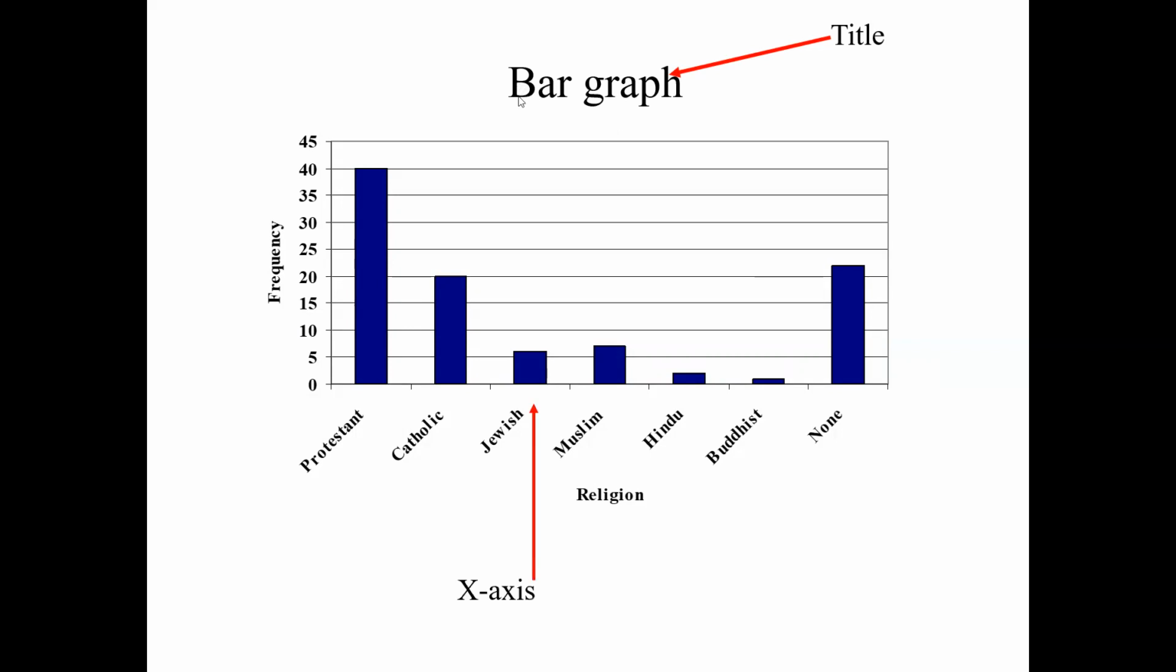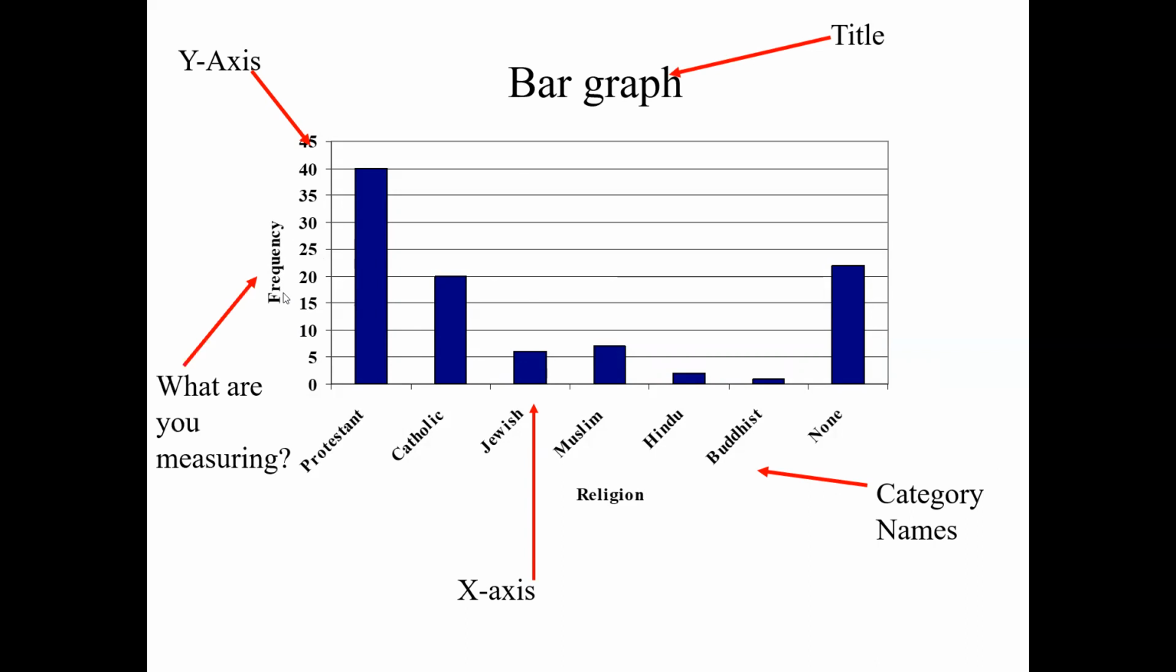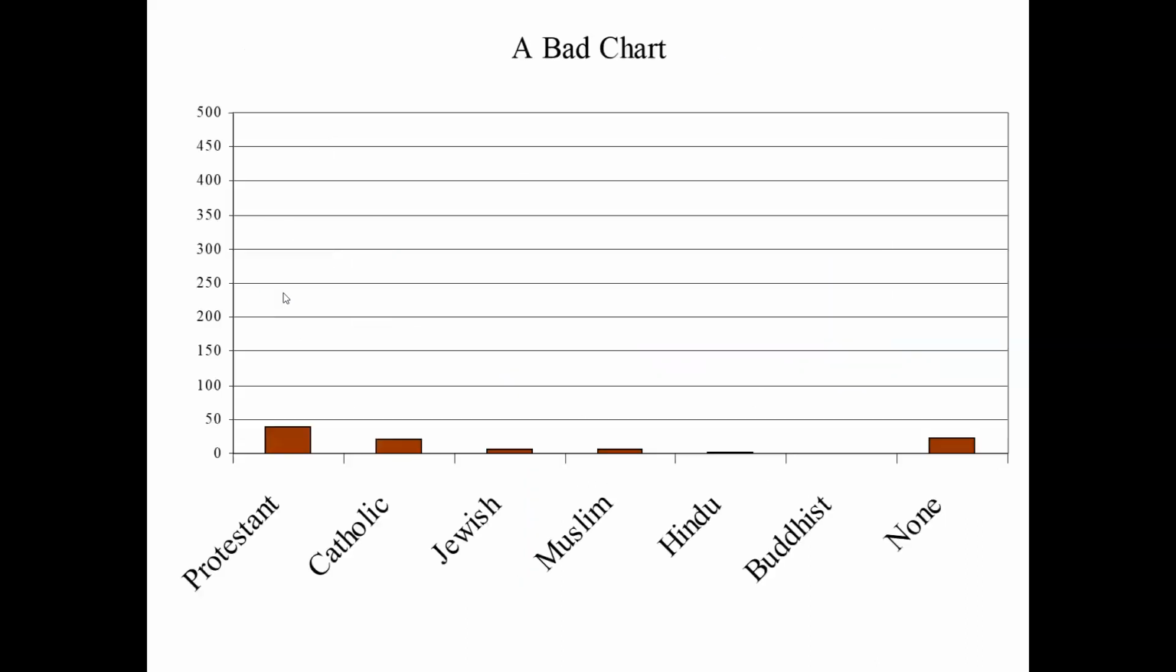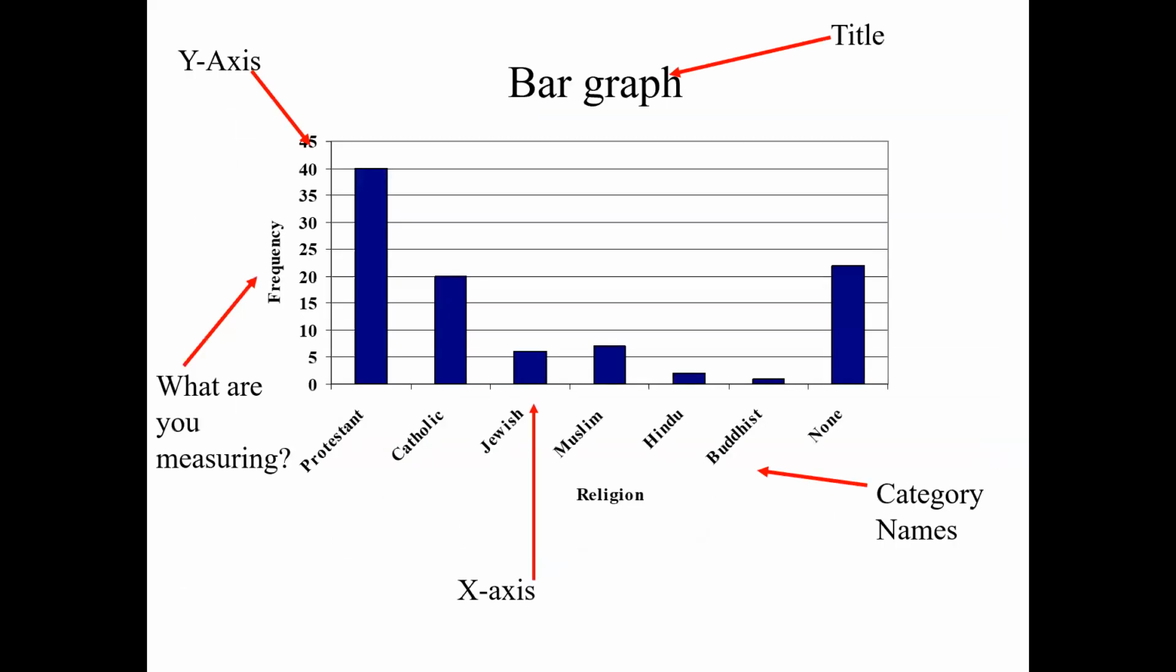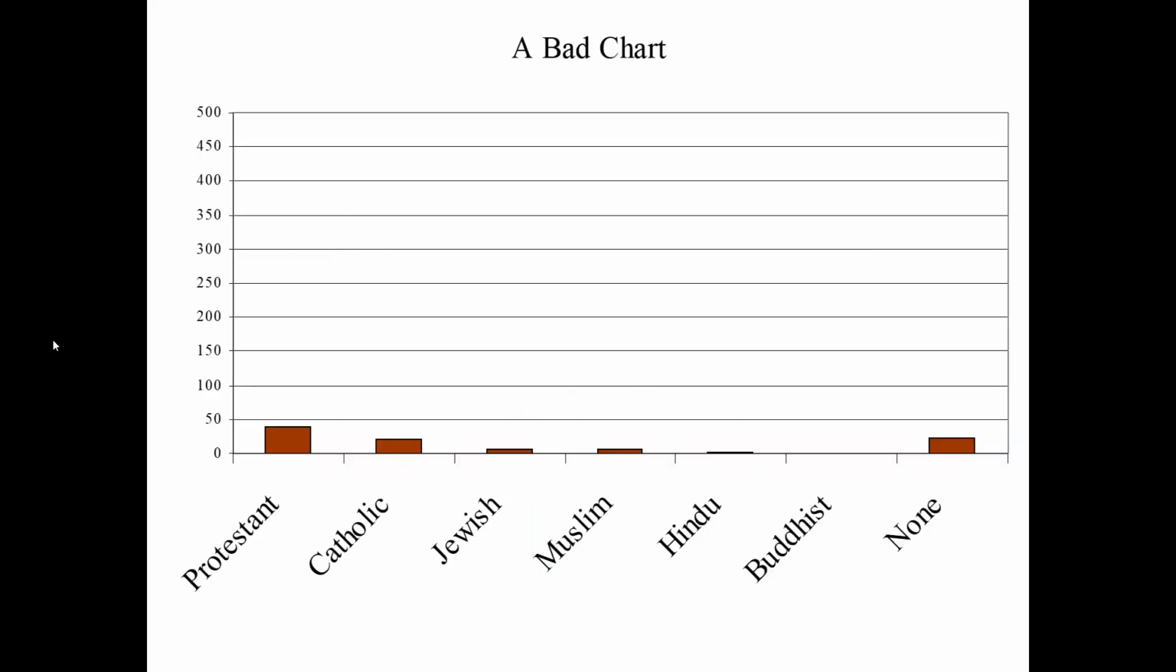Okay, then you have the x-axis, where you have the religion and the category names, right? And then your y-axis, which just is frequency or count. And that's what you're measuring, how many people, right? Here is a bad chart, right? So this is exactly the same data, but you'll notice that the y-axis has a terrible scale, so you can't really tell the differences here, right?